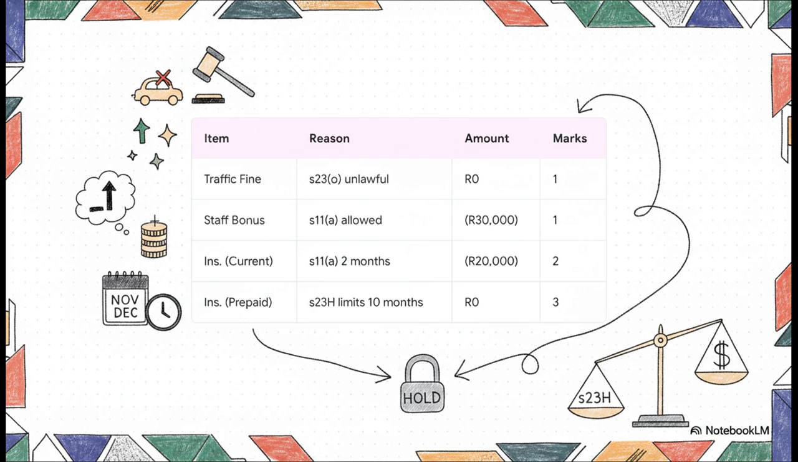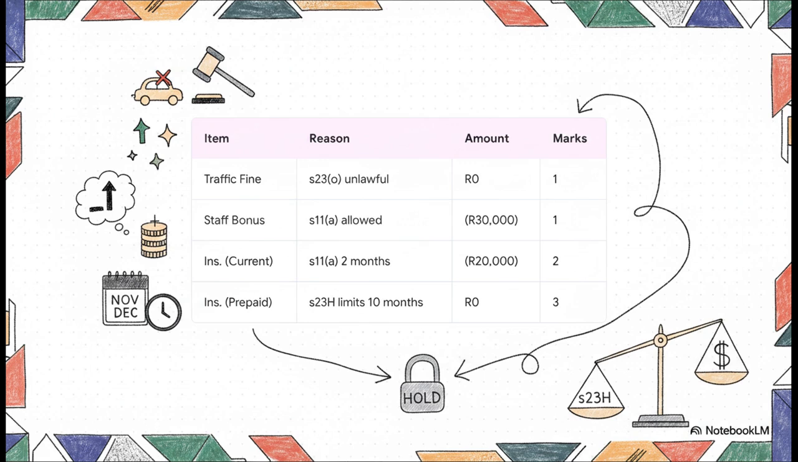All right, let's break down the model solution and look at how the marks are allocated. The traffic fine, that's an easy 1 mark. It's R0 because it's explicitly prohibited under Section 23O as a penalty for an unlawful activity. Next, the R$30,000 staff bonus is fully deductible under 11A since encouraging staff effort is firmly in the production of income.